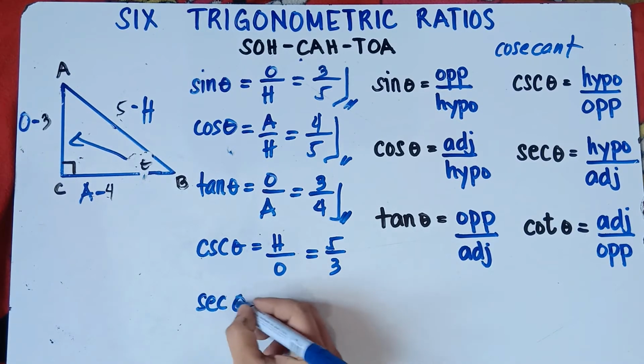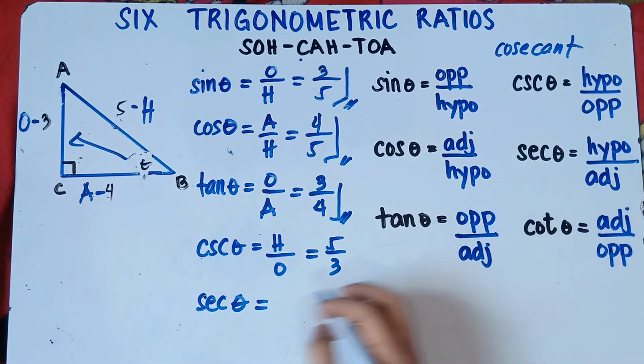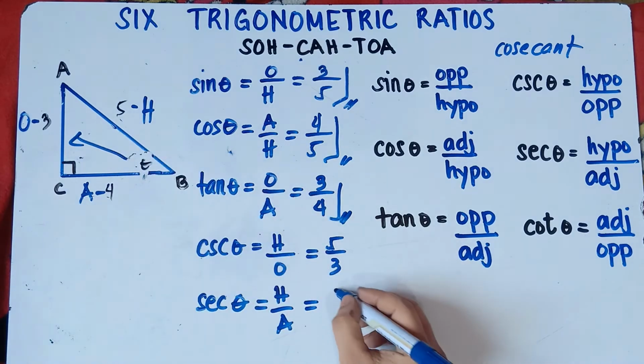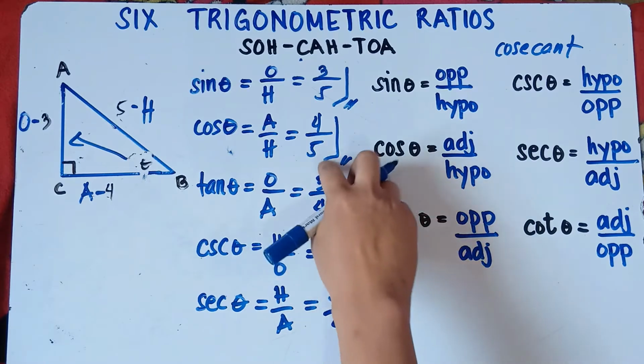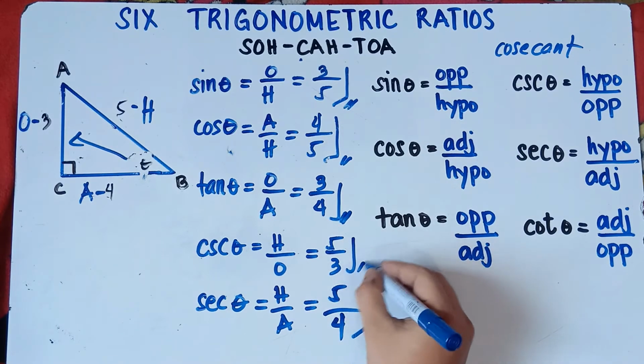Sec theta. So for sec, opposite of cosine, so hypotenuse over adjacent, H over A. Our hypotenuse is 5, and our A is 4. Or just get the reciprocal of cosine, and you're done with sec theta.